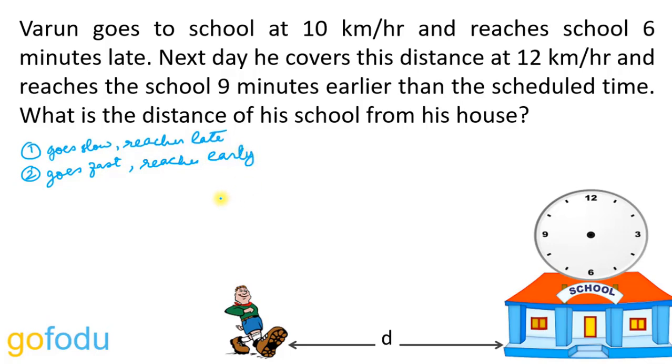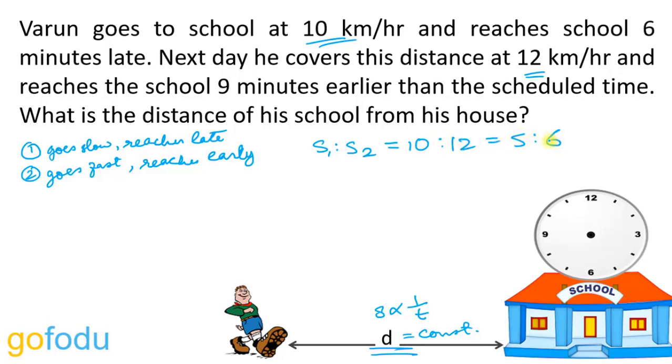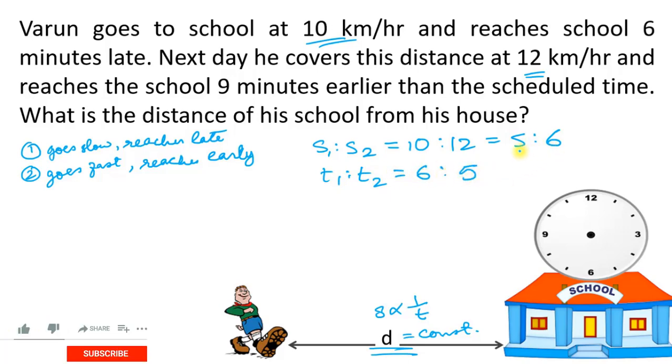Between home and school, the distance is constant. Distance d is constant. As distance is constant, we can say speed is going to be inversely proportional to time. Ratio of speeds S1 is to S2 is given as 10 is to 12, which can also be written as 5 is to 6. So if ratio of speeds is 5 is to 6 and time is inversely proportional to speed, T1 is to T2 will be 6 is to 5. It would be the inverse of the ratio of speeds.